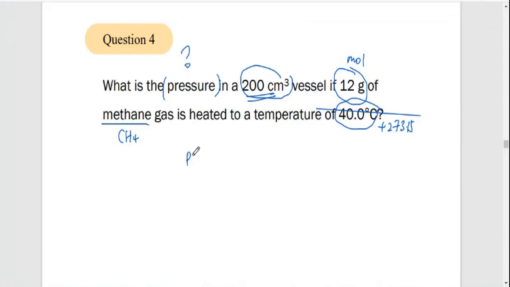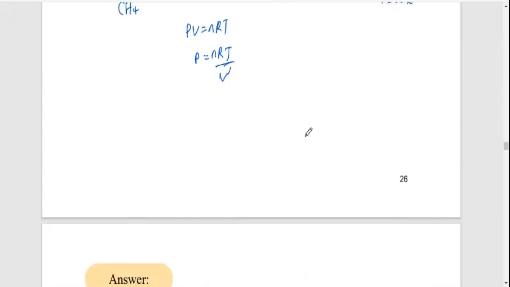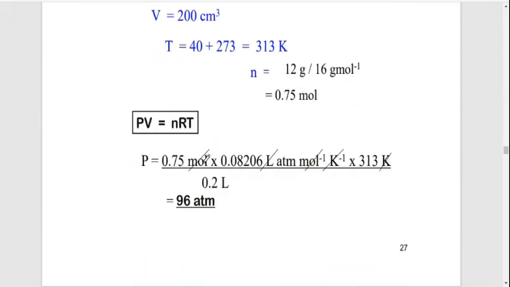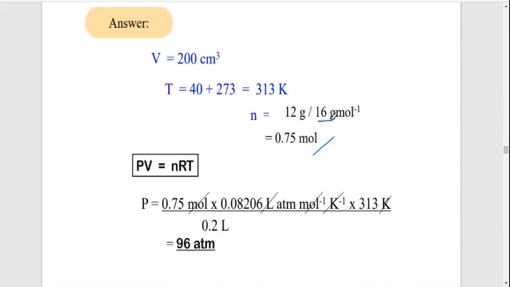So if you apply PV equal to nRT, P equal to nRT over V. And then make sure V must be in dm cube or liter. Okay, so you try and check. First of all, you must calculate the mole. The molar mass of methane is 16. R, this is what I keep on emphasizing, better use 0.08206. And then temperature 313. Please don't ask me whether 273 or 273.15 is acceptable. Both acceptable. And then the volume must be changed later.